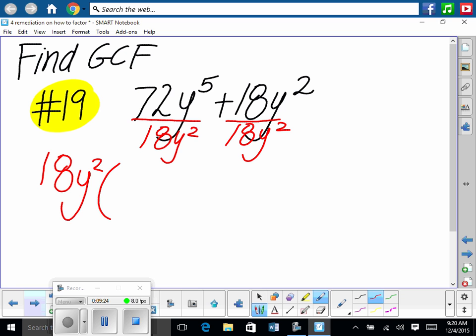72 divided by 18 is 4. So we have a 4 left. And then y to the 5th divided by y squared is y cubed. When you divide, you subtract your exponents. And then don't say plus 0. My secondary 2 students would never say that, so you guys better not. That's 1. So that 1's very important.